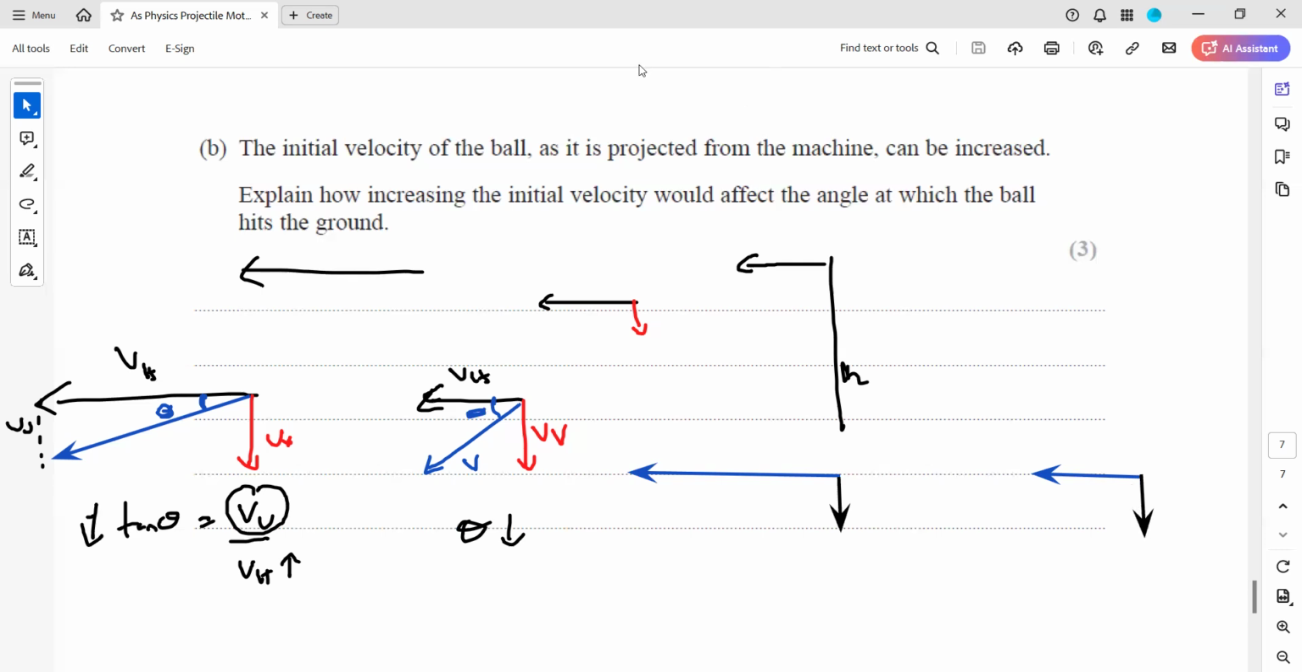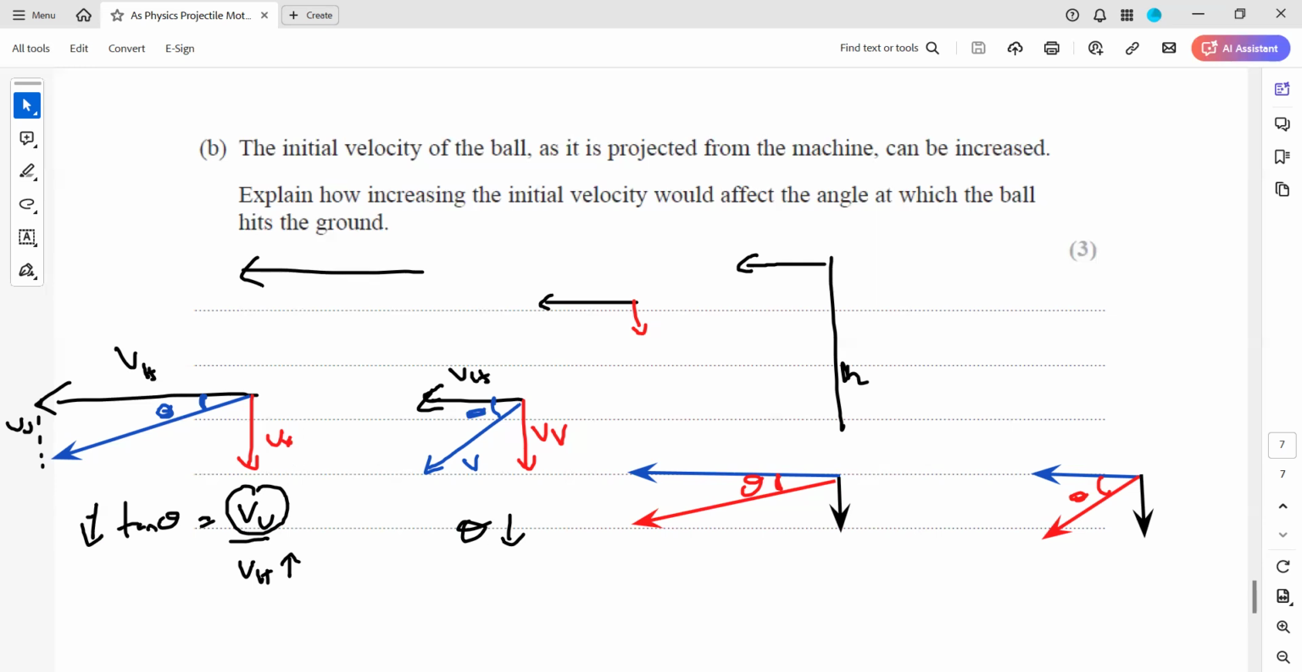What will be the resultant velocity here? Red is representing the resultant velocity. So this will be the resultant velocity. You can clearly see that when we increase the horizontal component, the angle from the horizontal will decrease. Because the horizontal component is increasing, the value of tangent theta will decrease, and when the value of tangent theta decreases, the value of theta also decreases.